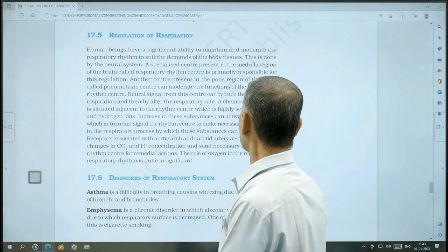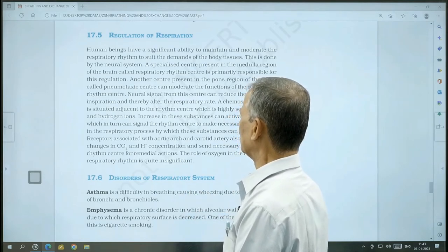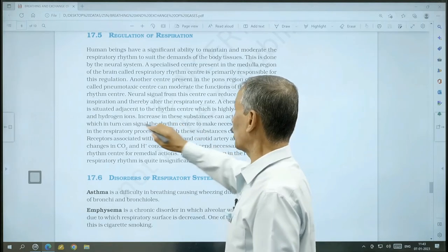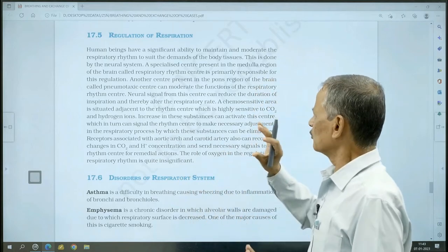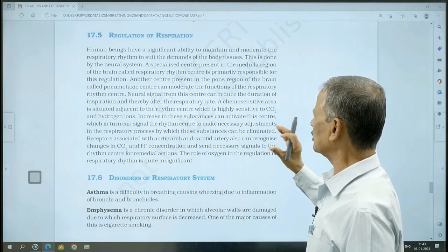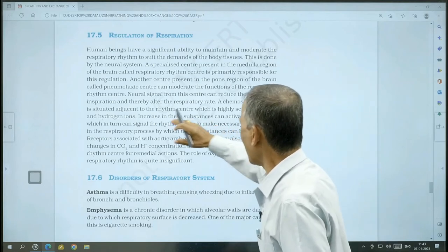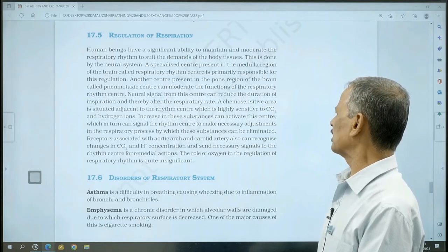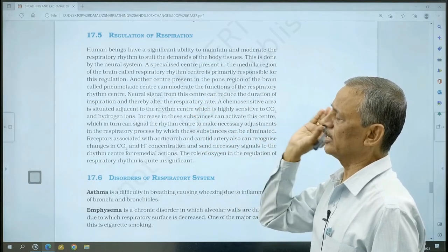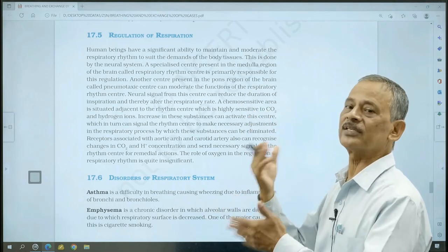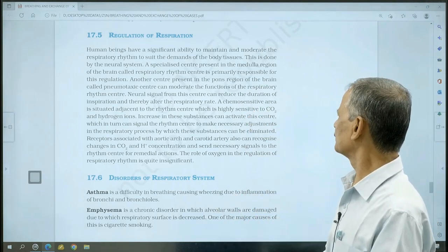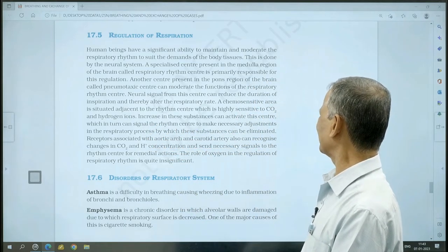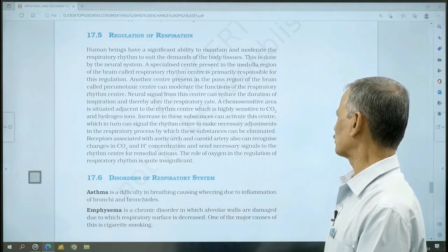A third center called the chemosensitive area is located very close to the rhythm center, which is sensitive to carbon dioxide and hydrogen ions. Whenever there is a change in carbon dioxide and hydrogen ion in the body, they will activate these centers and in turn signal the rhythm center. They will send this message and give the information to the rhythm center. So the rhythm center will bring about changes, and thus the signal from the rhythm center will be altered to make the necessary adjustment in the respiratory process.